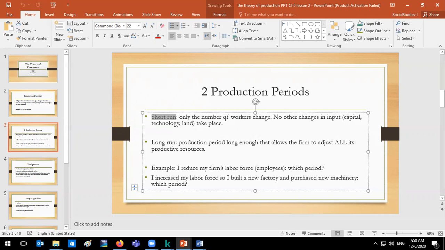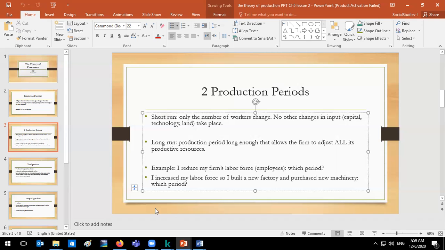That means I acquired new land. Okay, that's a factor. I bought new machinery. That is capital, that's a capital resource. So here, my change is not limited only to employment, but I'm also acquiring new factors of production. That means I'm in the long run period. Okay. Do you understand that, Maya? Yes. Okay. So again, these are my two production periods that I am concerned with as a producer.